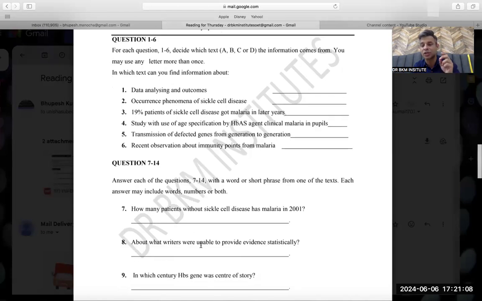Suppose I am doing question number 8, about being unable to prove evidence. Whether something is proved or not would most probably be given in the results, because after the experiment, the results will show whether something is wrong or right. So I can go to the D paragraph.